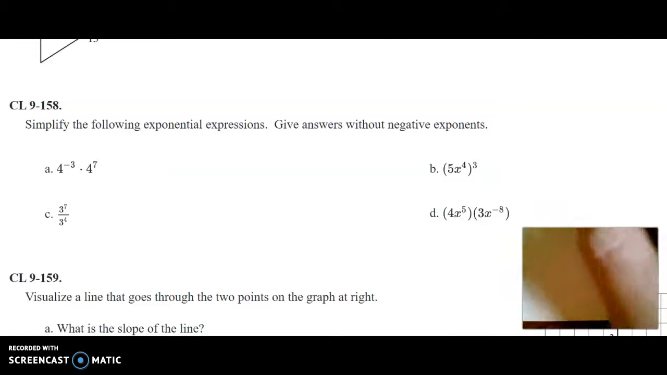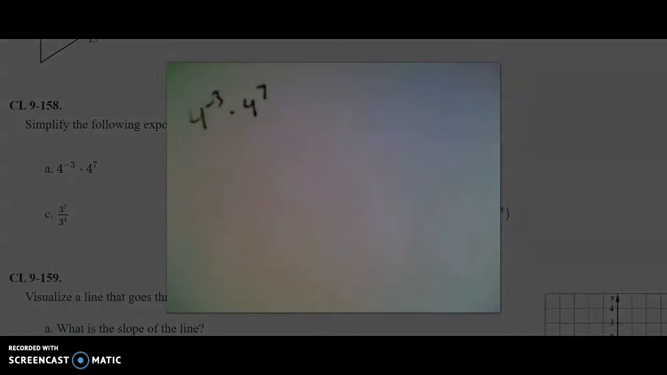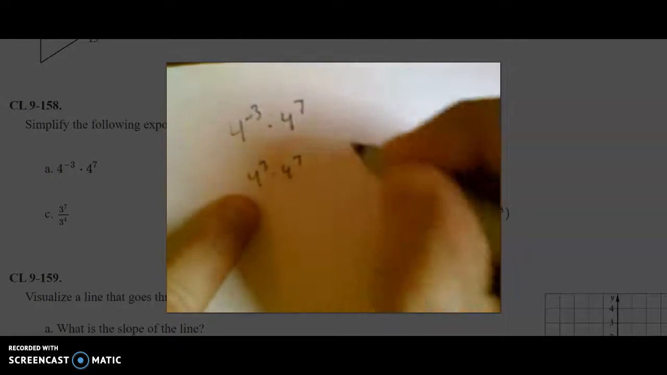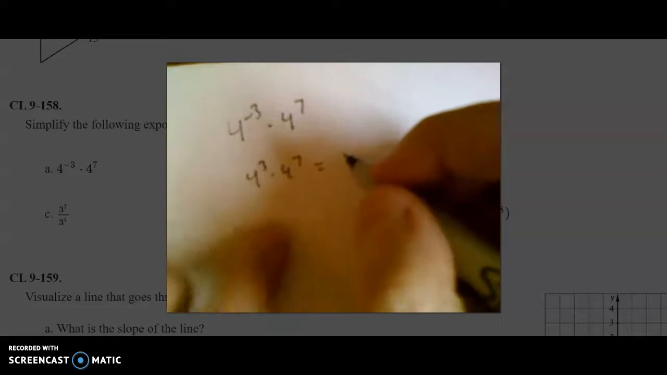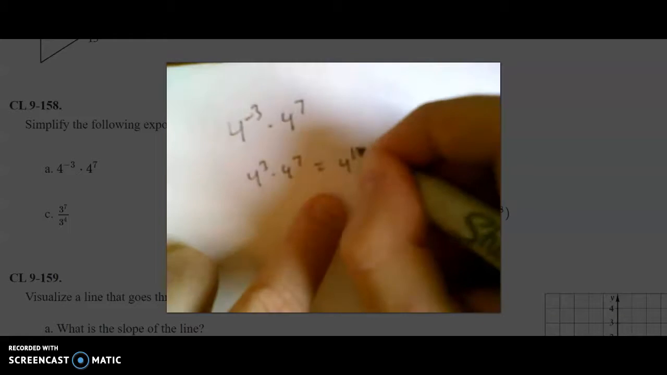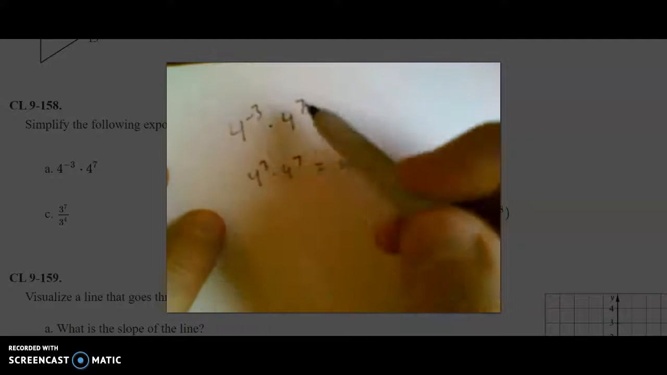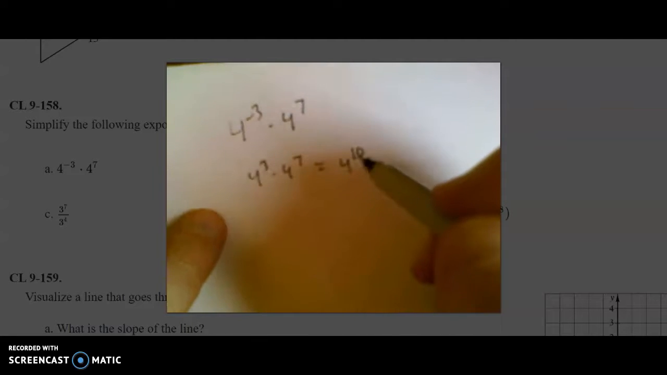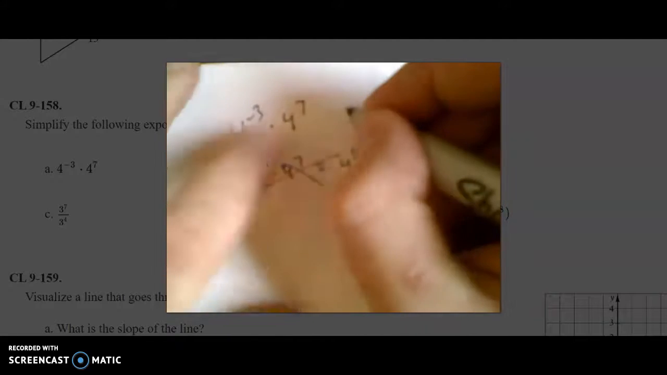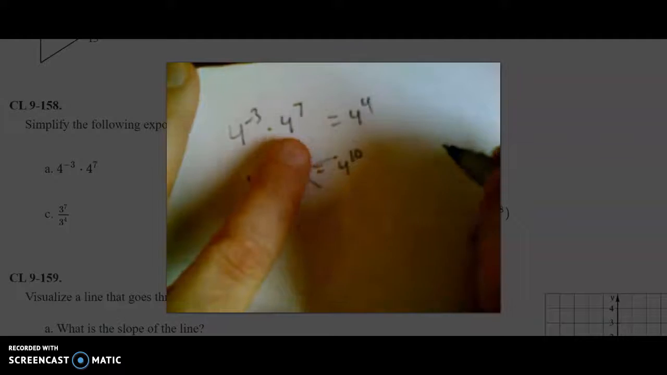So question 158, the first one, 4 to the negative third times 4 to the seventh. If we had 4 to the third times 4 to the seventh, we would just add the exponents. We saw that for the warm-up question. In this case, even though one's negative, we have the same shortcut, just going to add the exponents. And negative 3 plus 7 is a positive 4, so that's why we get 4 to the fourth power.